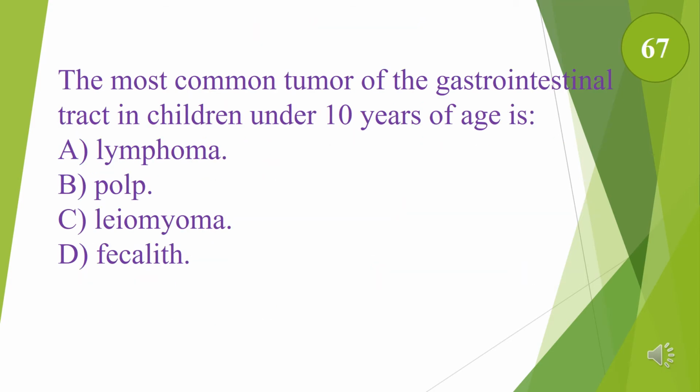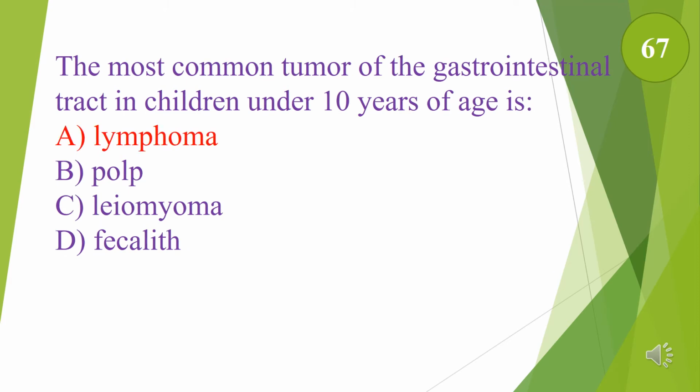The most common tumor of the gastrointestinal tract in children under 10 years of age is A. Lymphoma, B. Polyp, C. Leiomyoma, D. Fecalith. The answer is A. Lymphoma.